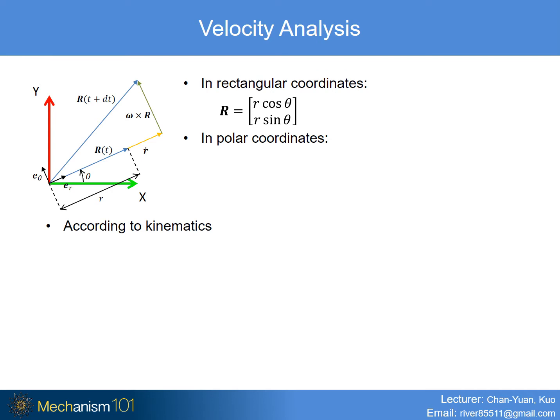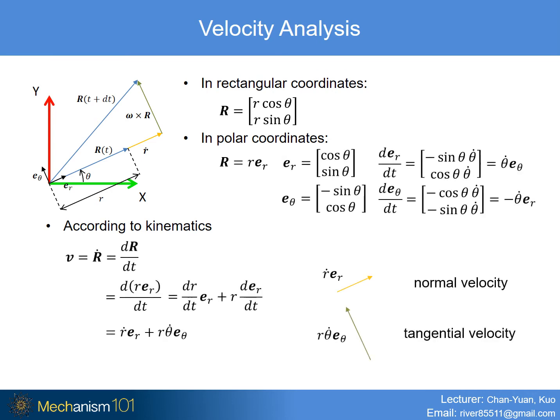And to do so, we need to derive the derivative of a vector with respect to time. To be honest, there's no magic about this at all. It is as simple as differentiate r cosine theta and r sine theta with respect to time. However, it is hard to tell the physical meaning of the result you got from the differentiation. Therefore, here I choose to express the vector using polar coordinates and again differentiate the vector with respect to time.